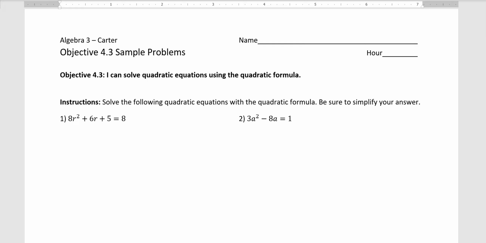Welcome to our Objective 4.3 sample problems where we're going to practice solving quadratic equations with the quadratic formula. Let's dive in.